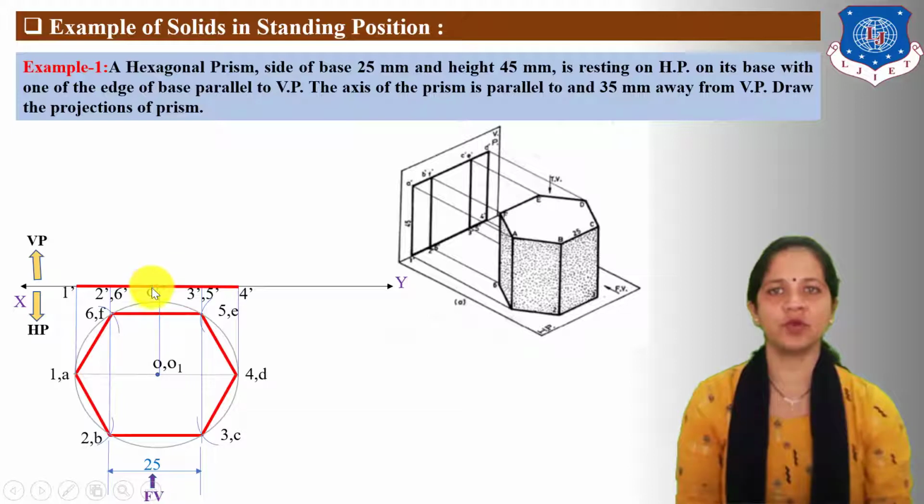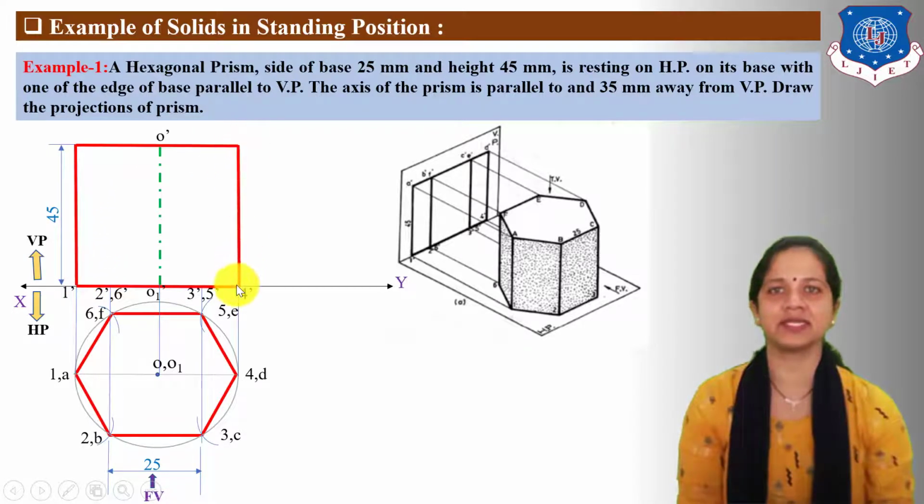Next, from the O1 dash point, draw the axis perpendicular to the base. Take the height of the axis equal to 45 mm and mark the O dash point. This O dash point indicates the center of the top face. Next, connect the boundary edges in the front view.